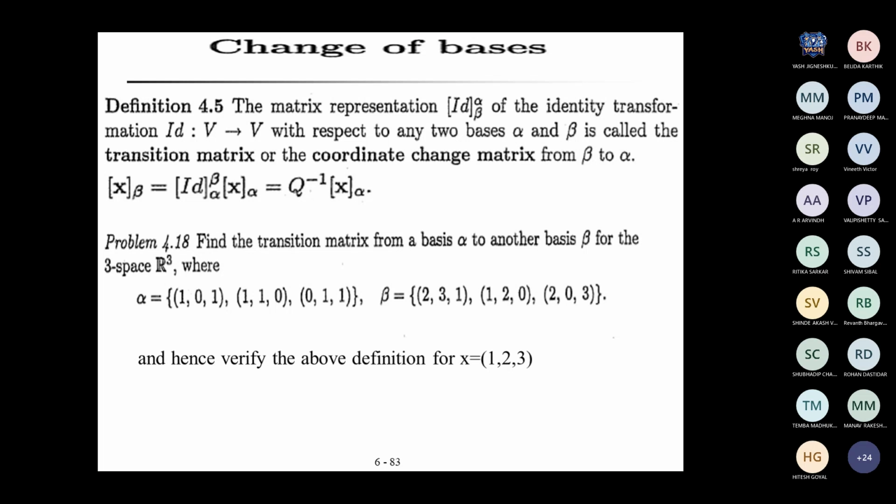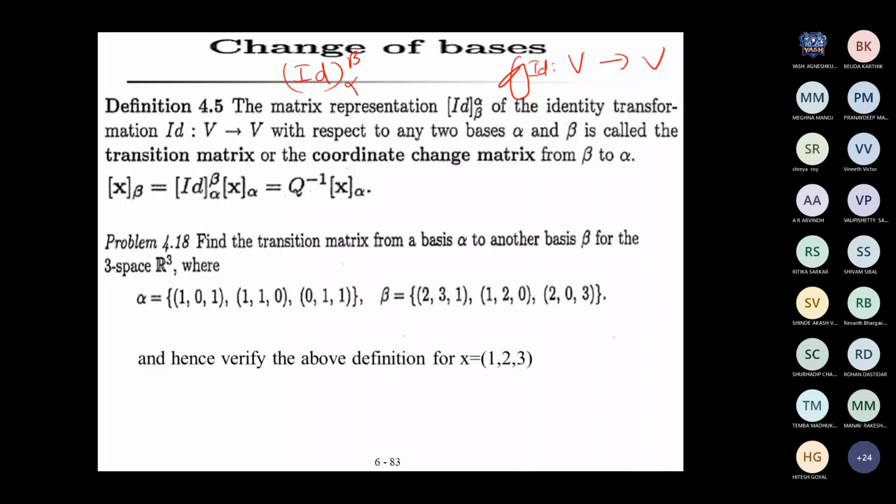Yes, ma'am. Okay, so do you remember what is ID alpha to beta? That has another name. That's called the transition matrix, right? Suppose you have two vector spaces, same vector space, and I'm defining the identity transformation. What do you mean by identity transformation? A transformation which takes a particular element to itself, right? So ID takes any element of V to itself.